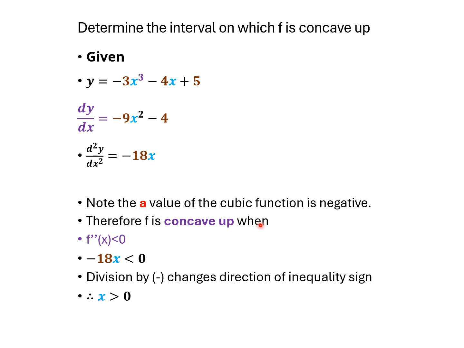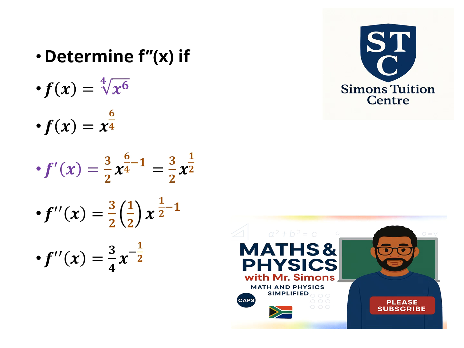Again, note the a value is negative. Therefore, f is now concave up when the second derivative is less than 0. If you go back to the previous, if it's positive, then concave up is greater than 0. When it's negative, concave up is less than 0. So minus 18x less than 0. If I divide by a negative, the inequality sign changes. 0 divided by negative 18 becomes 0, but it changes from less than to greater than. So x is greater than 0. Very important: division by a negative changes the direction of the inequality sign. Right, let's look at the last problem.